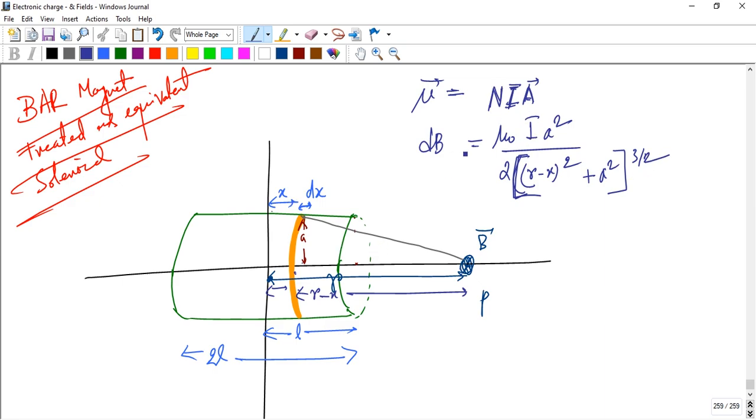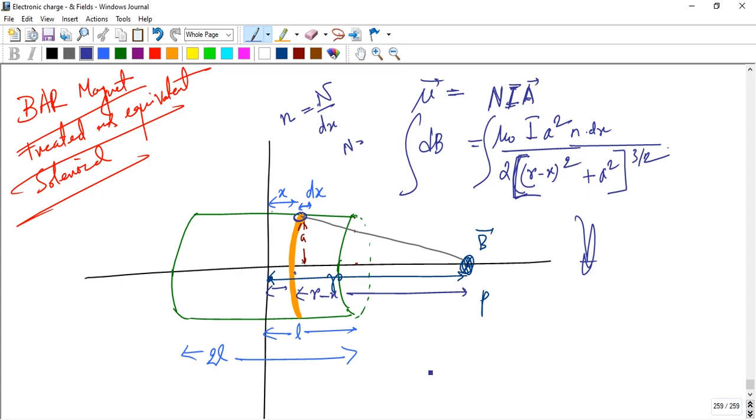And another piece of information is the number of turns here. If I choose a very small length dx, the turn density is n, so the number of turns is n dx. The turn is very important. Now solving this by integration here.